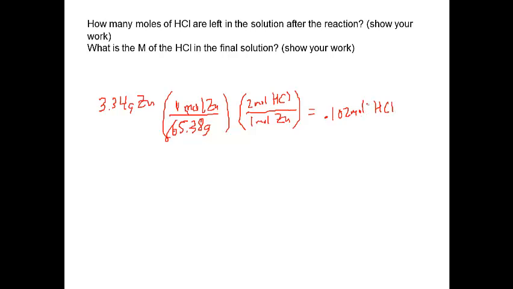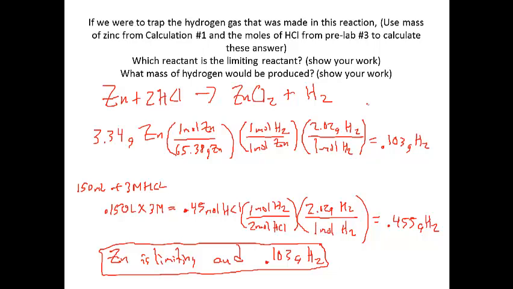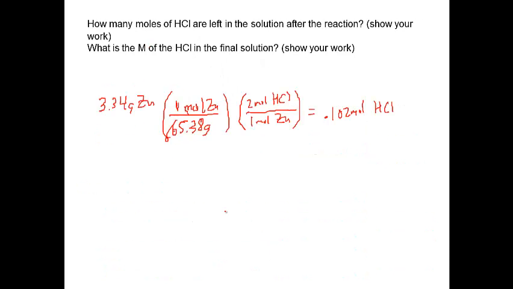Now from the previous page, you remember we started with 0.45 moles of HCl, what we calculated right here. So the amount left over would be 0.45 minus 0.102, which means I will have 0.348 moles HCl left.